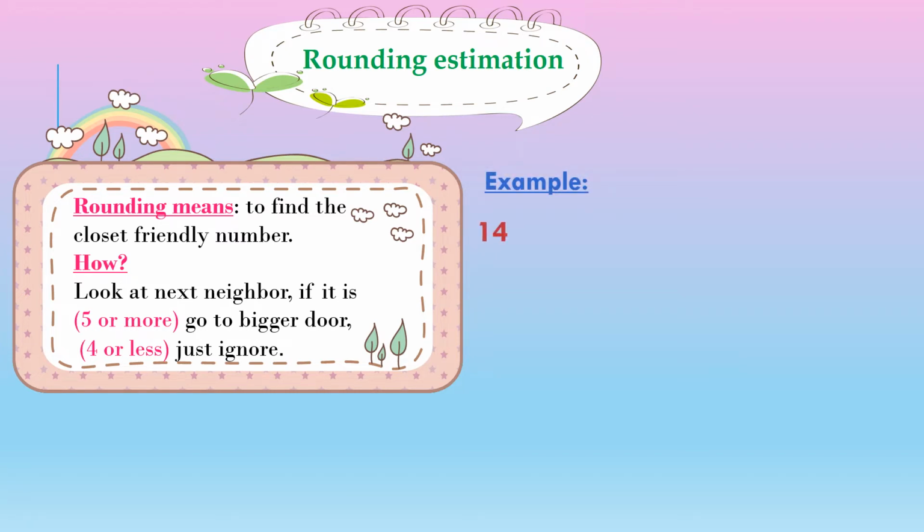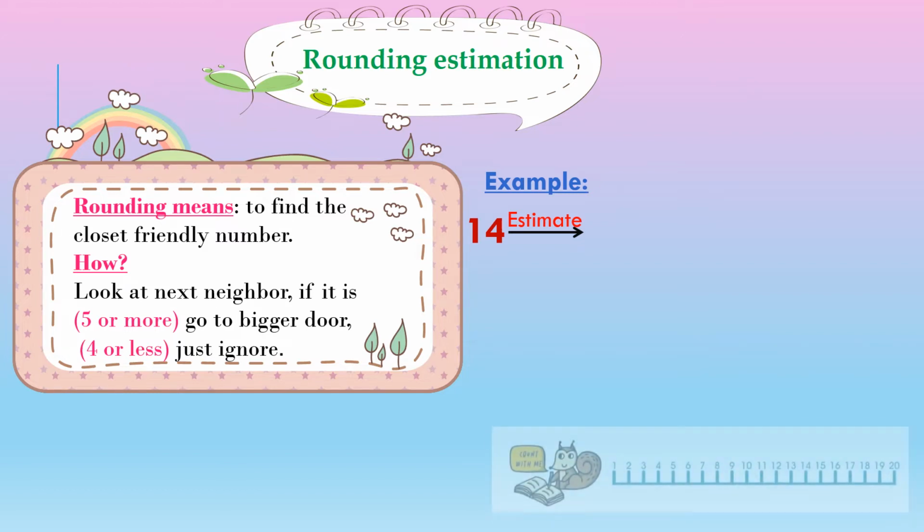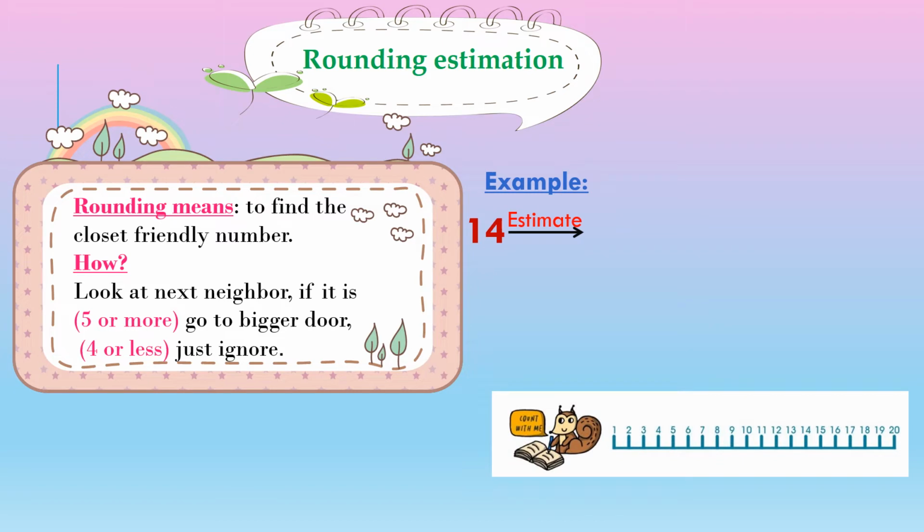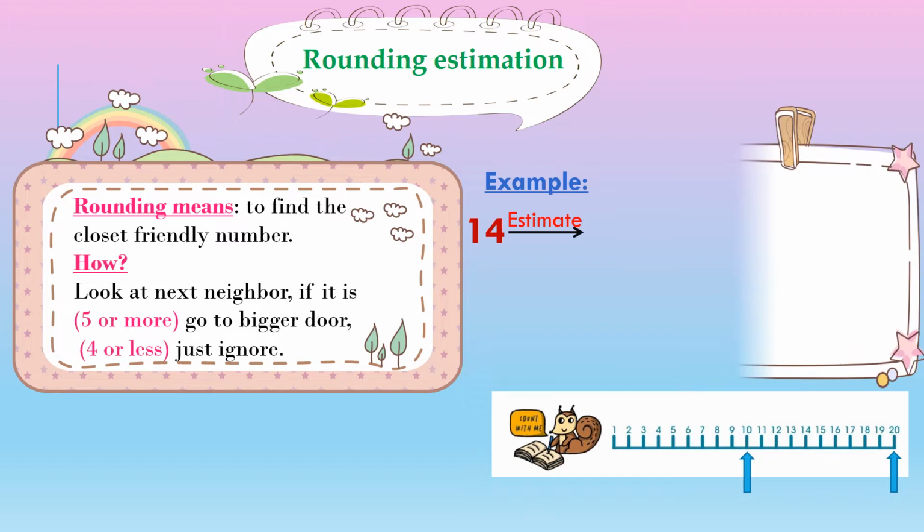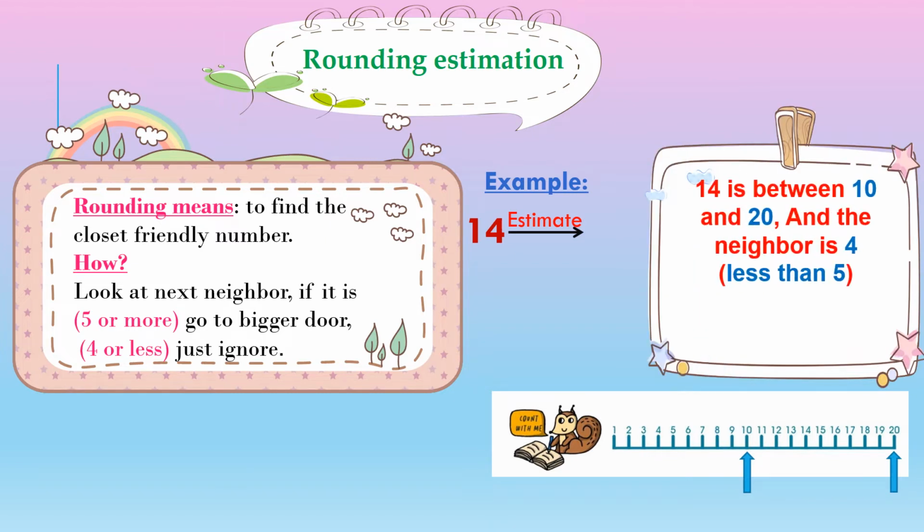For example, I need to estimate 14. So 14 is between what and what? 14 is between 10 and 20, and the neighbor is 4. 4 is less than 5. So 14 rounds down to 10 because it's nearest to 10. So the estimation of 14 is 10.